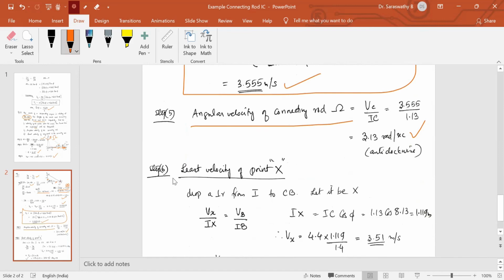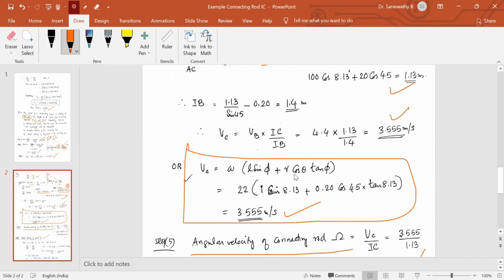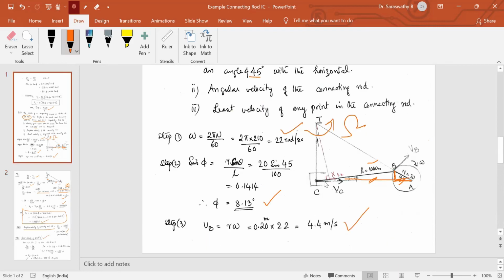The third part of the question is, what is the least velocity of any point on the connecting rod? To find it, the least velocity point will be at minimum distance from the instantaneous center I. So drop a perpendicular from I to this connecting rod, and let it meet at X. Find out this distance IX. Omega into IX will be the least velocity.